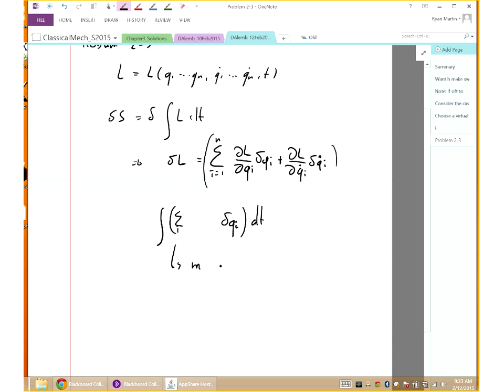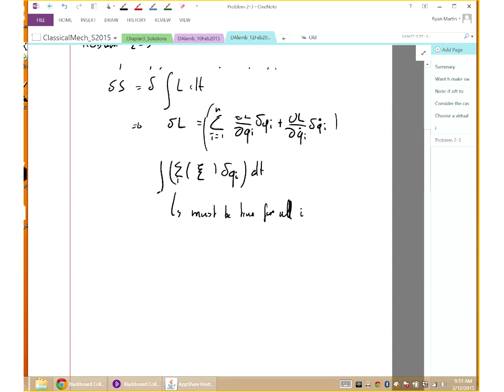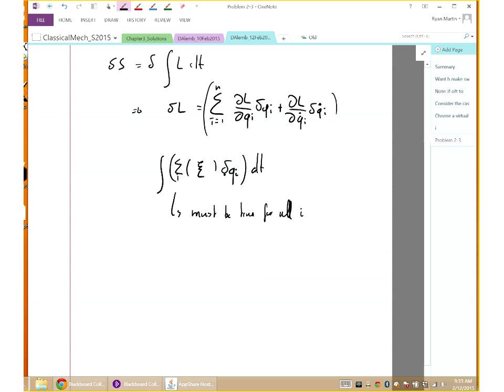And so then you'll conclude that it must be true for all i. So you're going to have some term in here, let me call it squiggle. So then you'll have this sum of squiggle times delta Qi that you can factor out, and it must be true for all delta Qi, hence squiggle will be equal to 0.